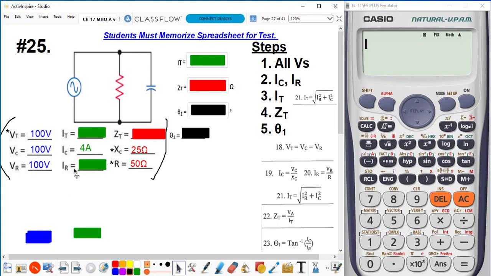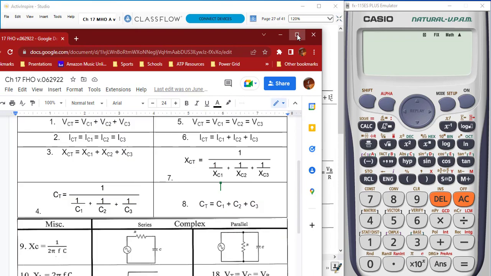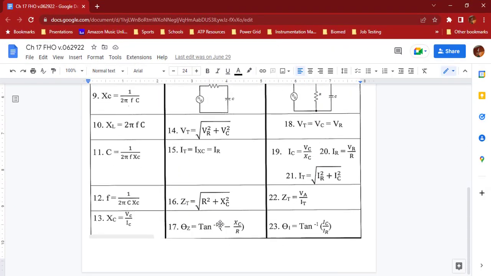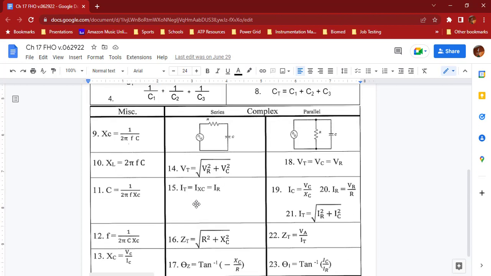Next, I'm going to find my IR. 100 volts divided by 50 ohms gives me 2 amps. Notice I did not go ahead and find ZT using formula number 16. I did not do that because that formula is only for series complex.